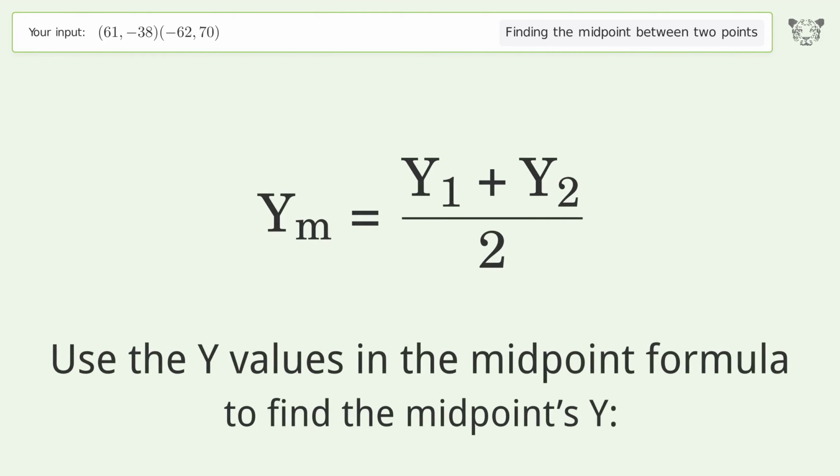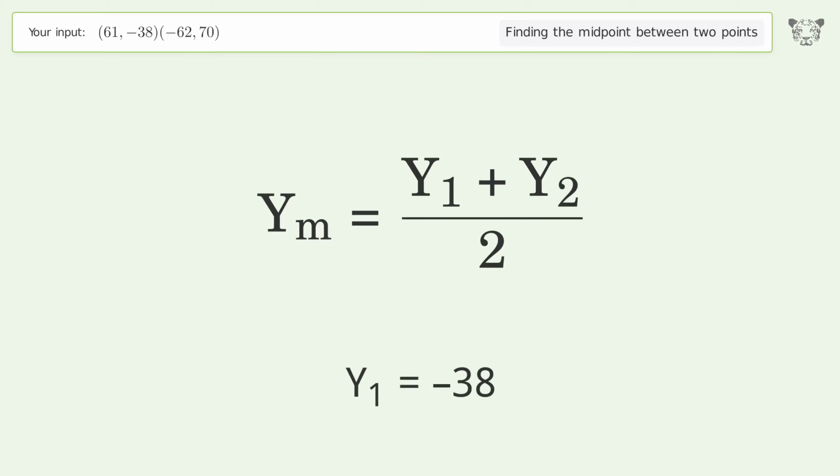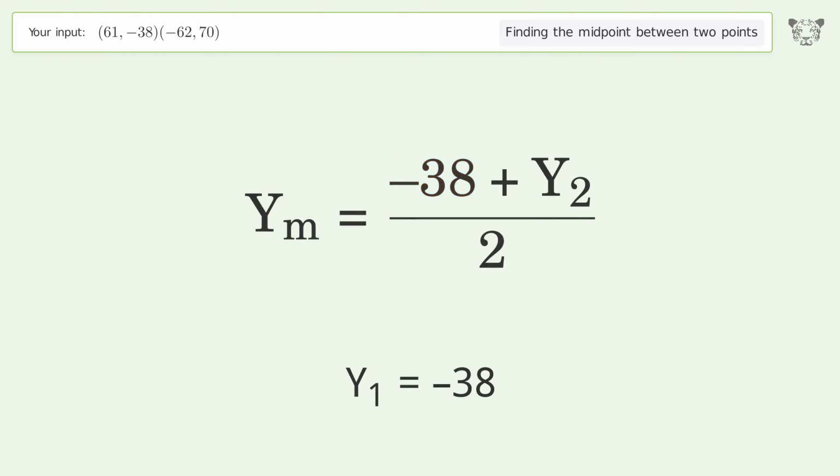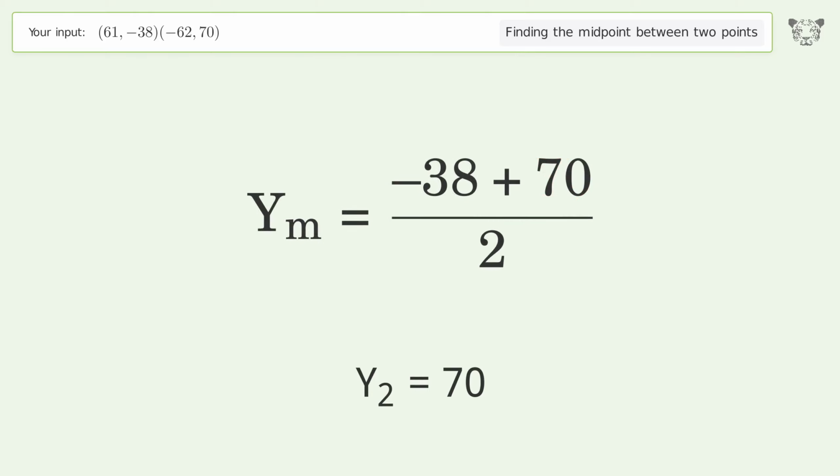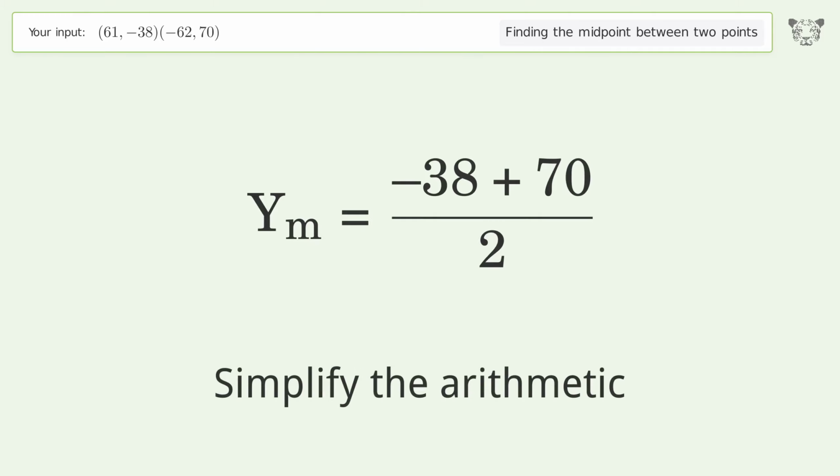Use the y values in the midpoint formula to find the midpoint's y. y1 equals negative 38. y2 equals 70. Simplify the arithmetic.